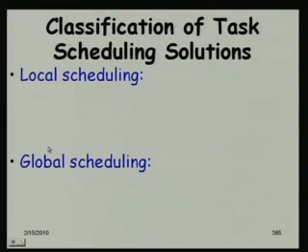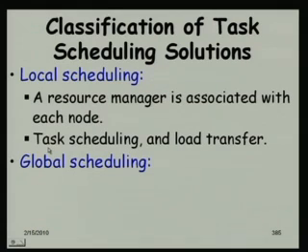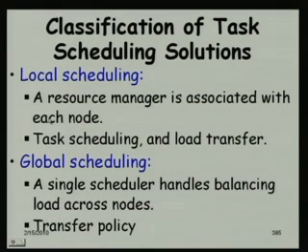We can also have another classification, that is local scheduling versus global scheduling. In local scheduling, the resource manager will be associated with every node, and it will look at whether the task can be executed locally or needs to be transferred to another node, etc. So, for every node, the decision will be separate, based on a local scheduler, a resource manager that is running on the node. Every node has a resource manager.